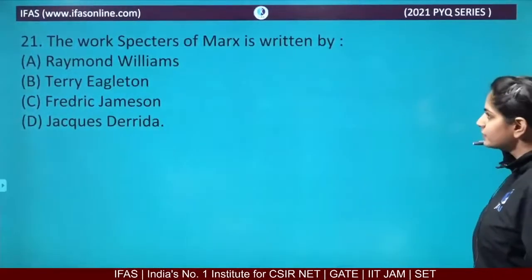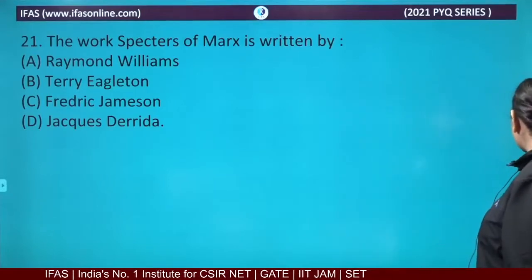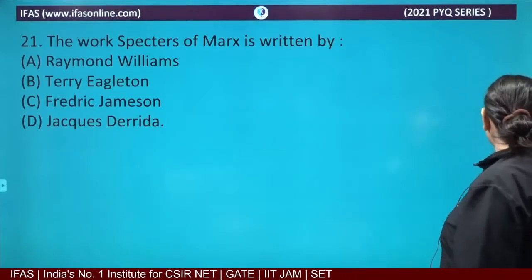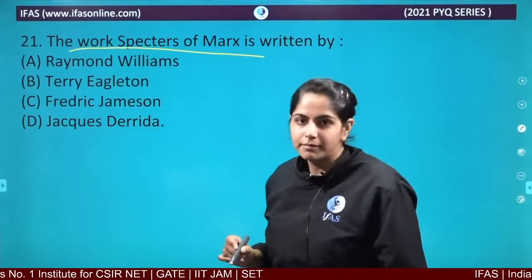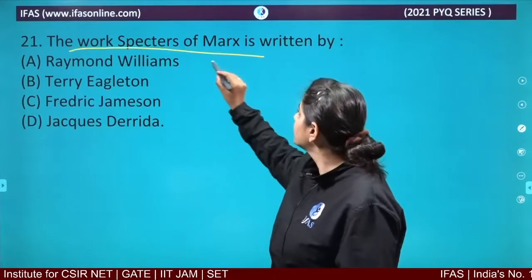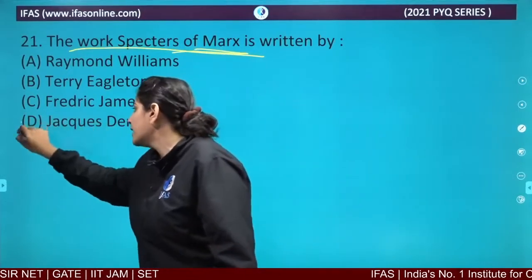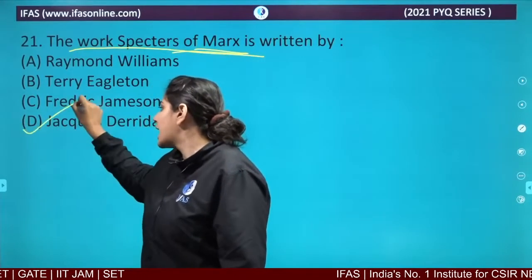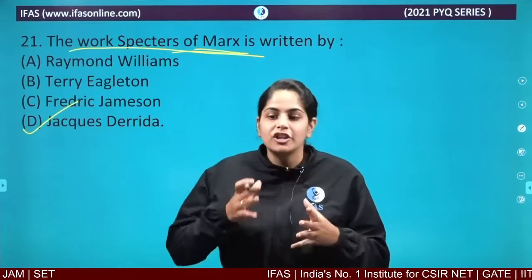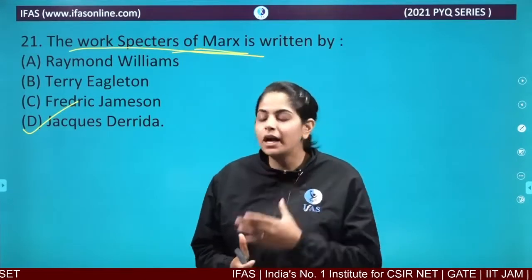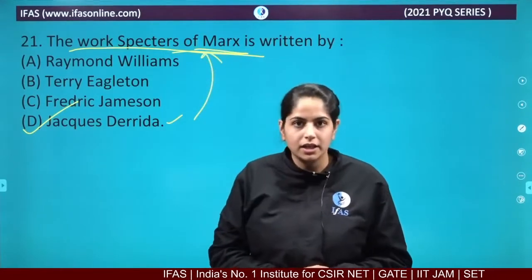So for example, if something is asked, let's say let's discuss it with the help of the question. Question 21. So the work of Specters of Marx is written by. So at least you have understood that the question is related to the work of Specters of Marx, right? So now the Specters of Marx is written by, first of all, Jacques Derrida. And then with the help of Jacques Derrida, you will also understand. Now you have understood that yes, Jacques Derrida has written this particular book, right? This particular work. Got it?